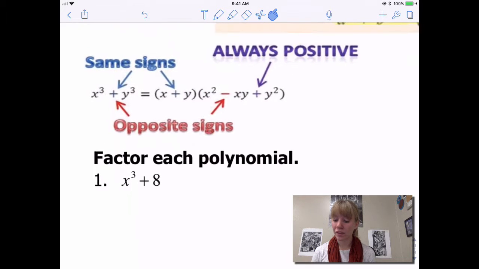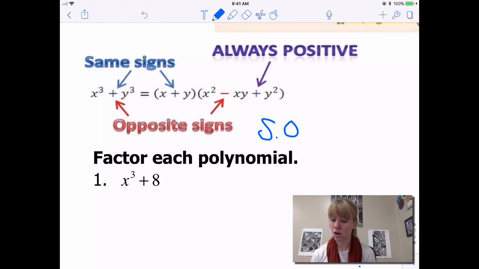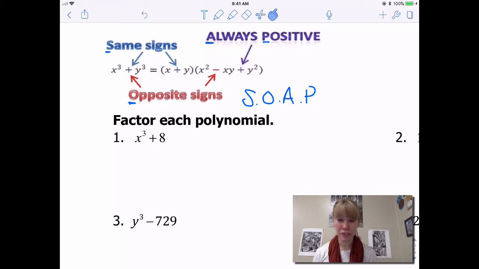And then one thing that we're going to have to be really careful about is the acronym SOAP. And what that stands for is same, opposite, always, positive. And that's going to come in when we're having our signs. So let me show you how this works.